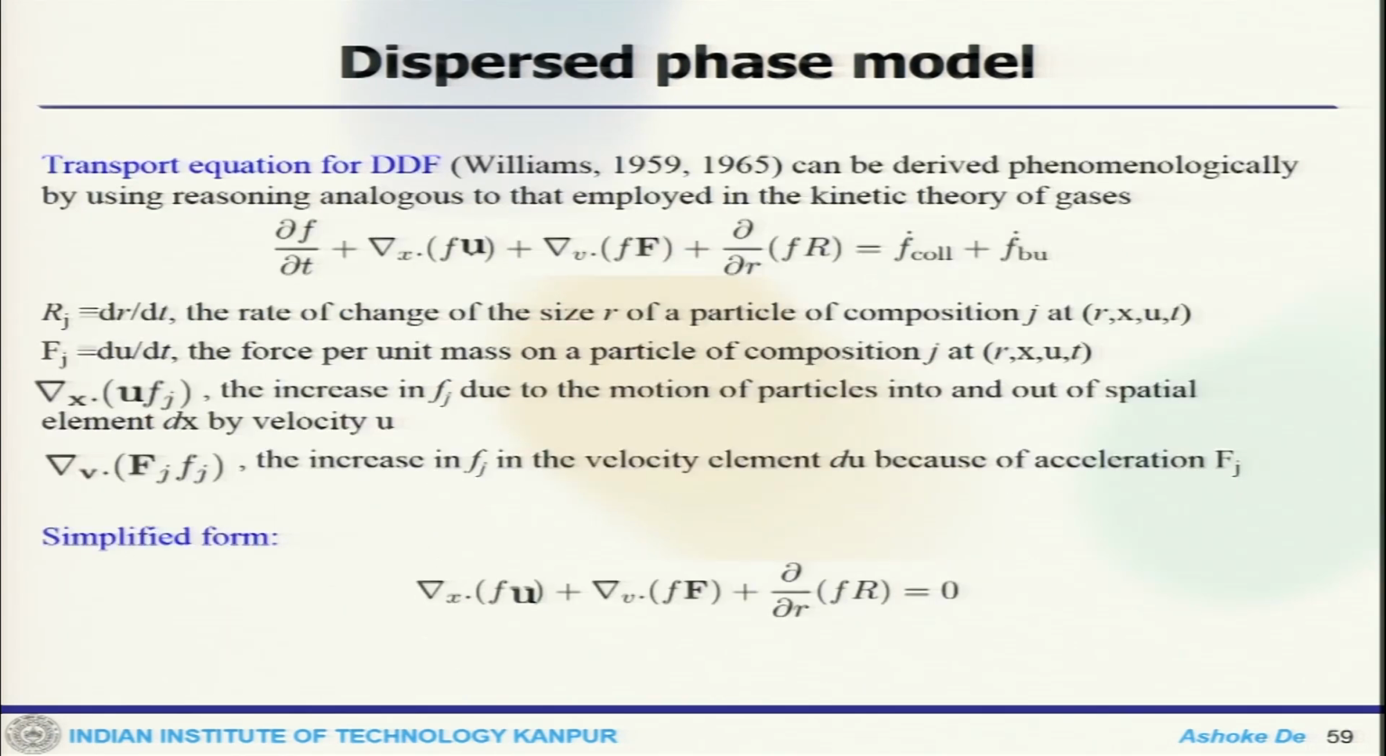Now, if you look at the transport equation for the DDF, it is derived like this, where there is a collision term. This term Rj is the change of size r for a particle composition, Fj is the particle composition at j, and this is the increase of Fj due to the spatial element. So, the simplified form one can write is this.